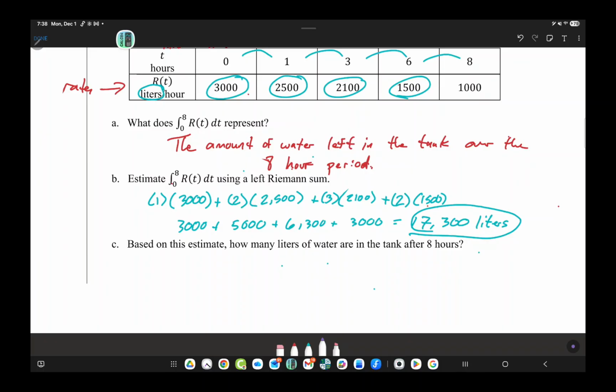Now, based on this estimate, how many liters of water are left in the tank? Again, this is how much was pumped into the tank. So we take that initial amount of 5,000, given in the statement, plus the amount of change over those 8 hours, to get 22,300 liters.